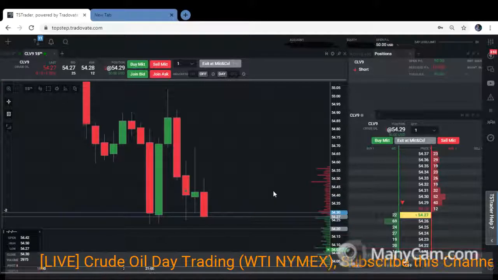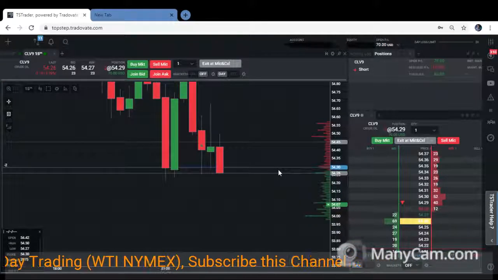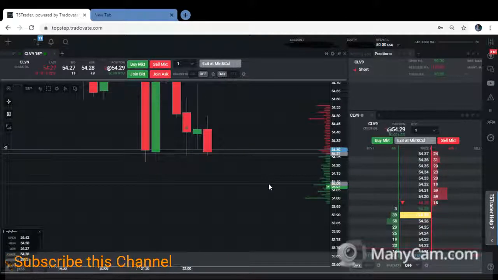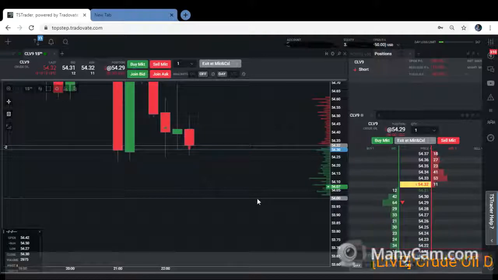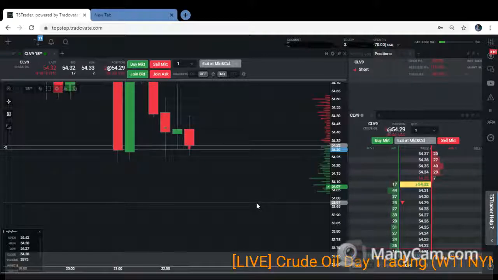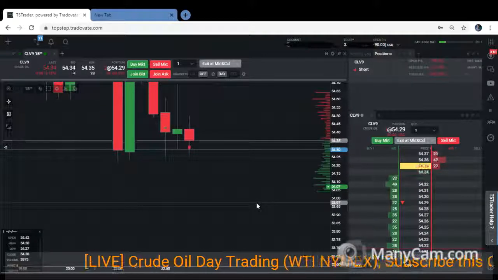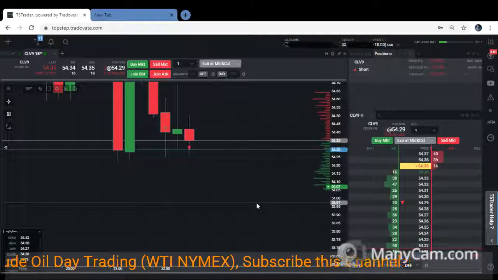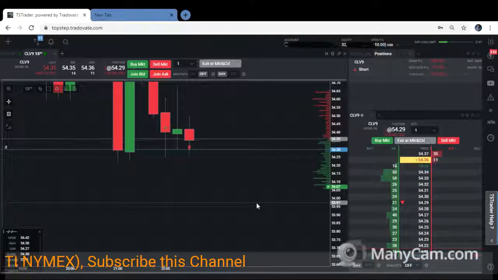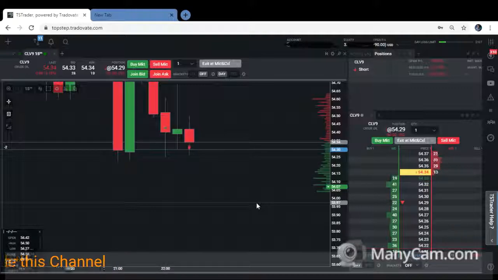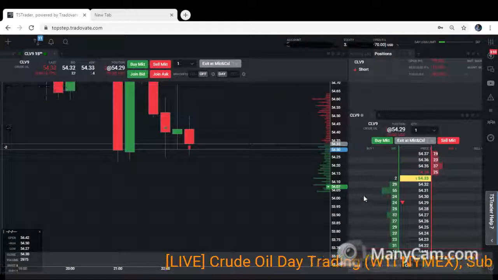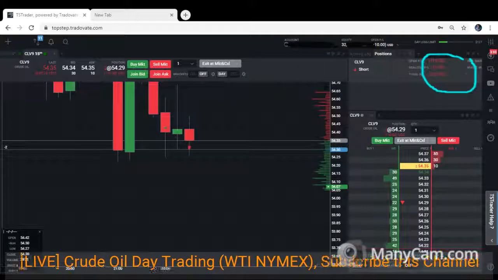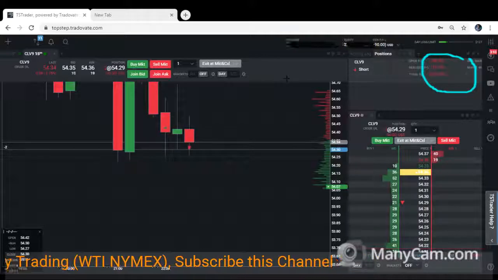At this moment we are positive, not much. Okay, the price reversed back because of the delay, maybe the internet connection. Ooh, minus 100 at this moment. So just take a look at this PNL here. The total can also be seen here.